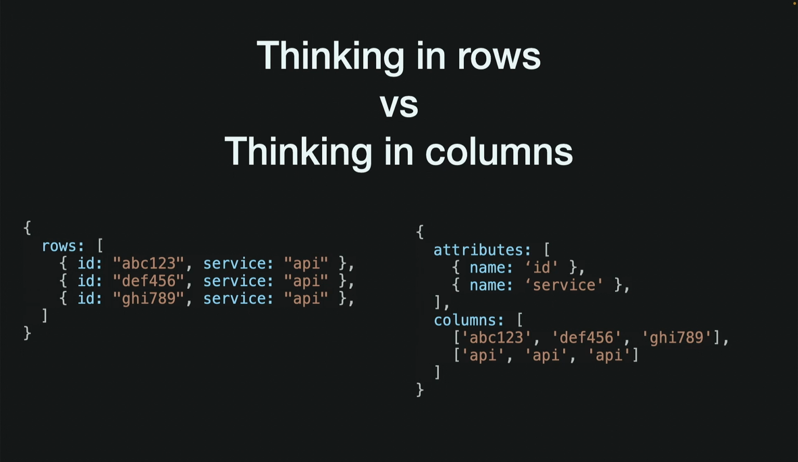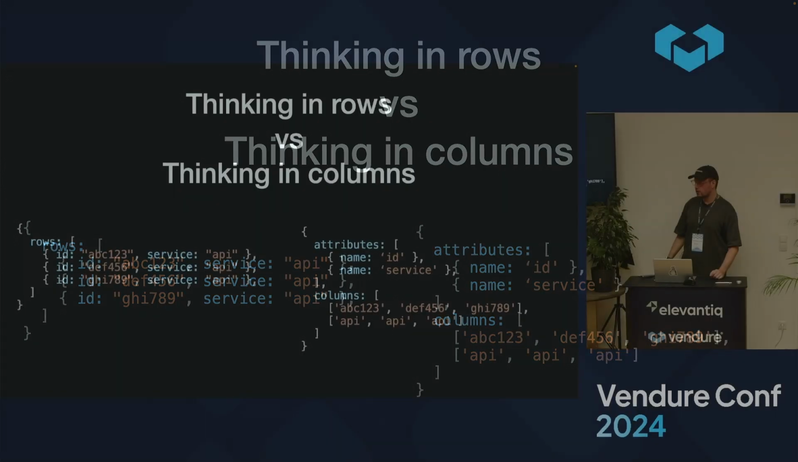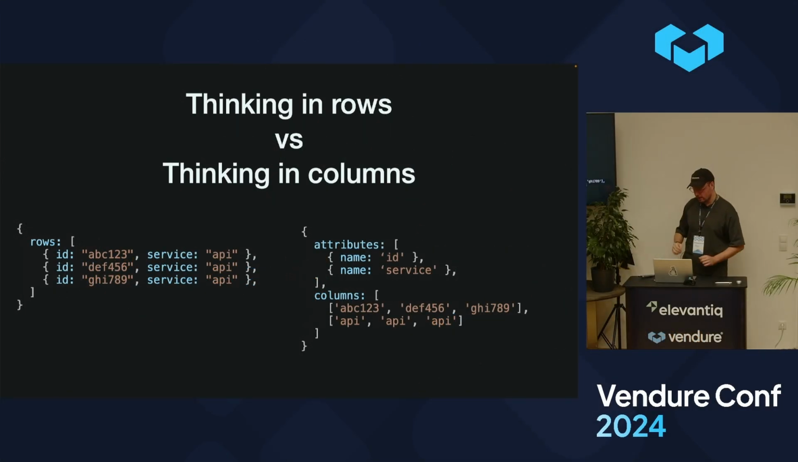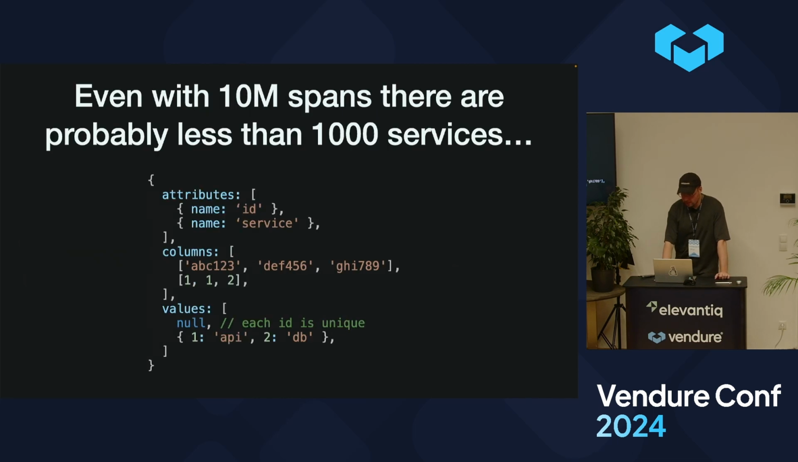The thing that helped us the most is thinking in columns instead of thinking in rows. The first benefit you get here is you don't have to send the words service and ID 5 million times. But the second benefit that ended up being even bigger is that gzip is really, really good at crunching down the same string repeatedly. And most of the time, most attributes except for IDs and stuff like that tend to have the same values over and over. So this crunches down the data enormously.